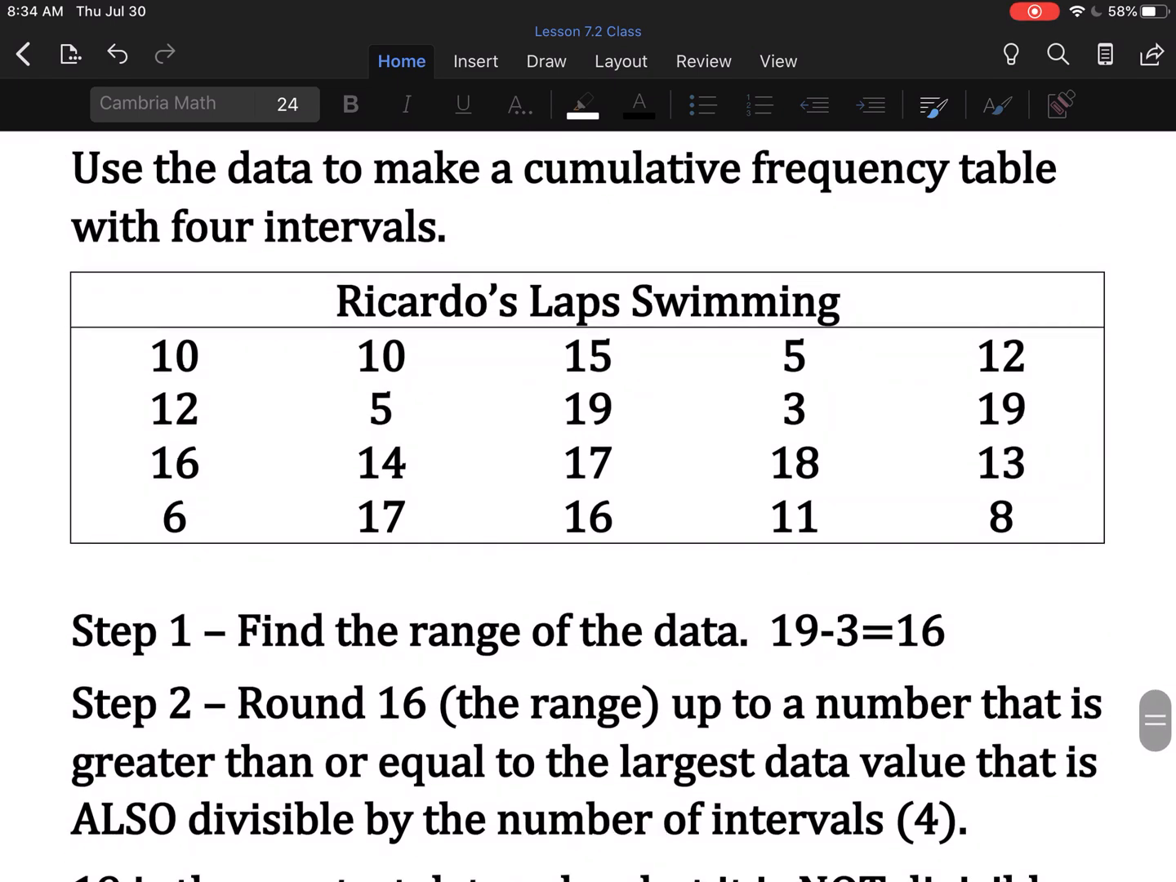Use this data to make a cumulative frequency table with 4 intervals. So we're not going to make a frequency table here using just numbers, because we go from a low of 3 to a high of 19.